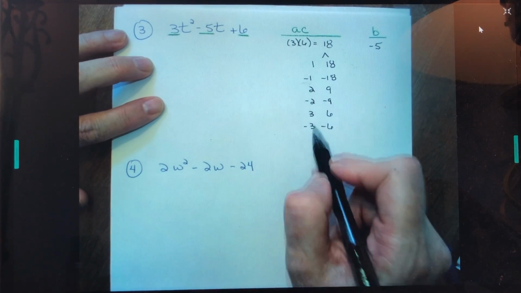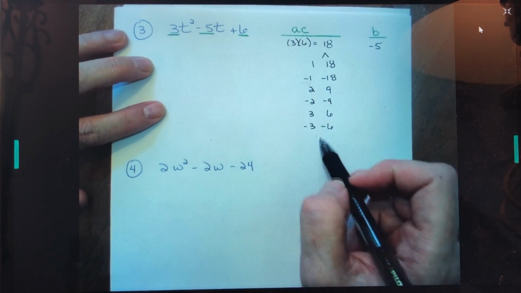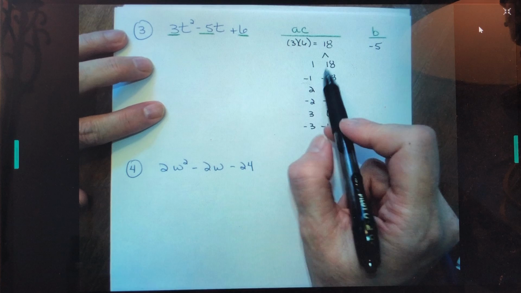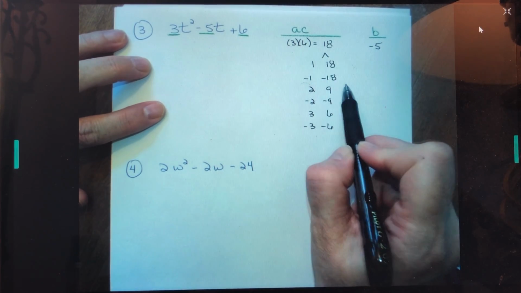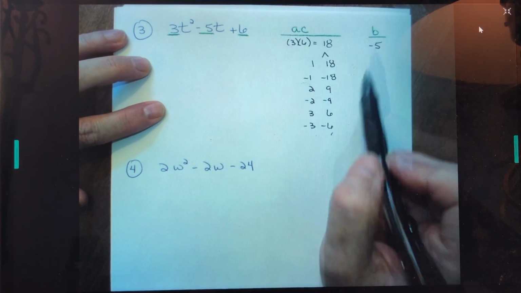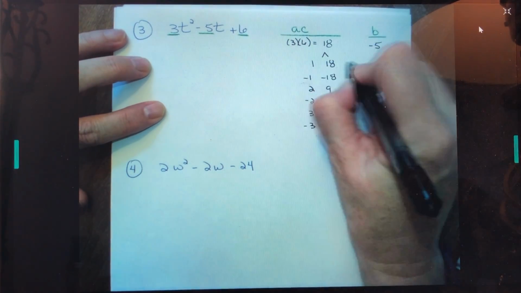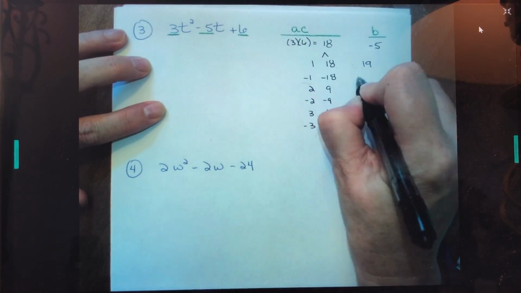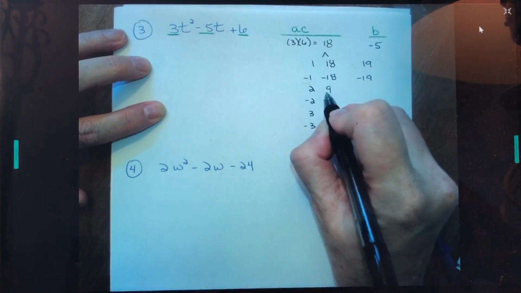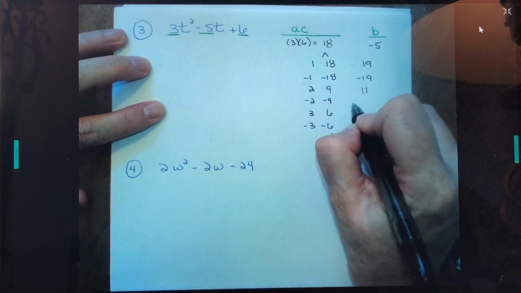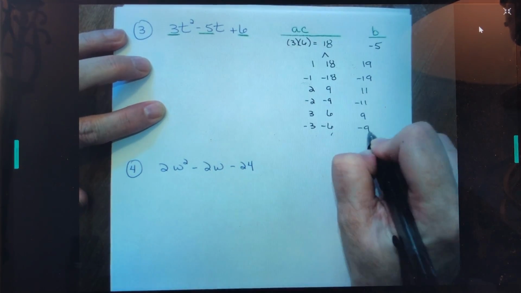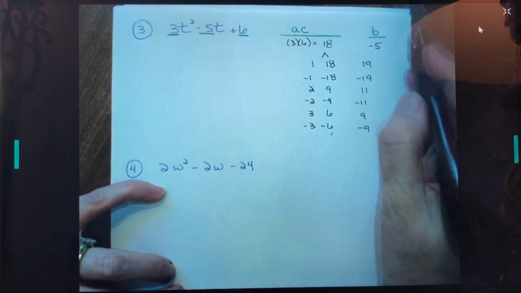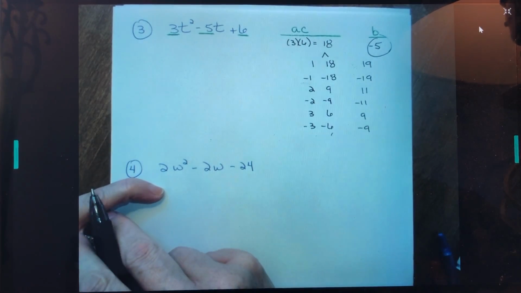So this is the entire listing of all the possible factor pairs of two numbers that multiply together to get a positive 18. If we look at what each of these add up to individually, none of these result in negative 5. If we want to finish the exercise, that's 19. That's negative 19. And again, I'm just adding these together. That's 11, negative 11. That is 9, and that is negative 9. So none of these combine to get the negative 5.